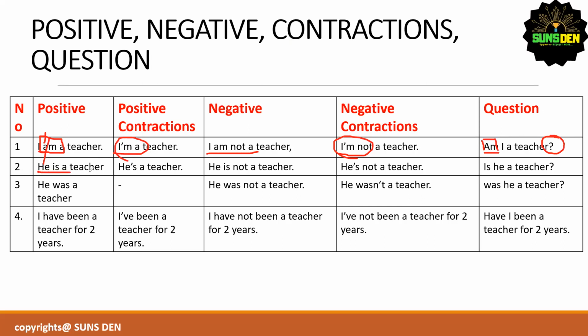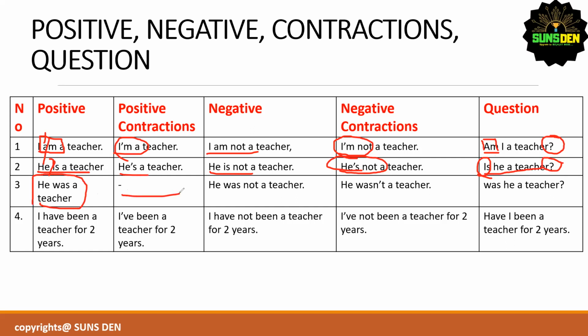Second sentence, he is a teacher. The contraction, the I gets chopped off and an apostrophe comes there. He's a teacher. Negative, he is not a teacher. The contraction is he's not a teacher. Again, put the auxiliary in the front and a question mark to get a question. Is he a teacher?